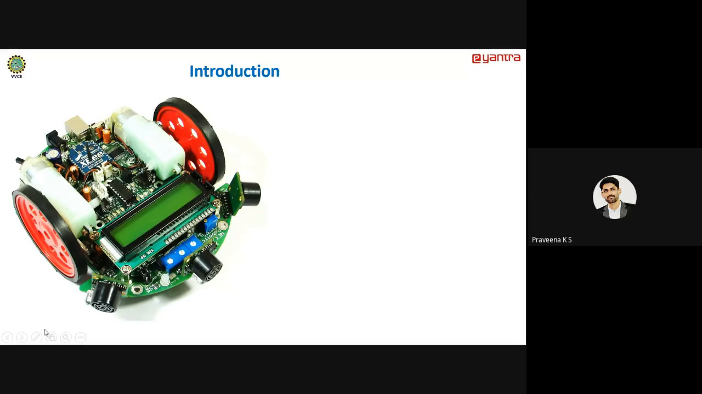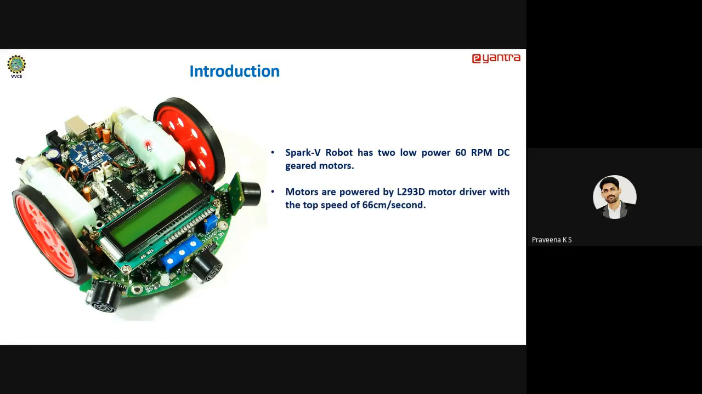So with respect to the Spark 5 robot, it has got two DC motors, right? They are low power, 60 RPM, 60 rotations per minute, DC geared motors. We have two, one for the left and one for the right wheel. These motors are powered by a motor driver called the L293D motor driver IC. So it can provide up to 66 centimeters per second of speed. Fine. Obviously, why it is powered by L293D, we will discuss that.